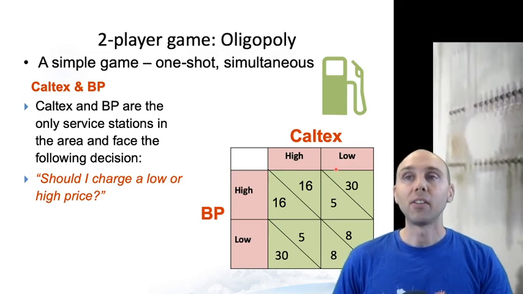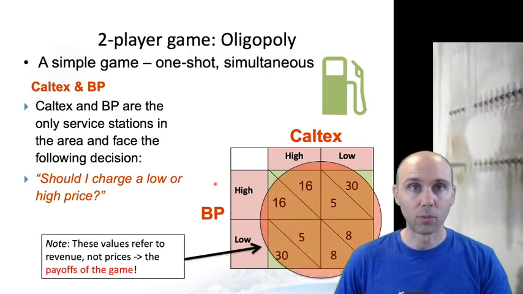Now note that these values here talk about the payoffs. So it could be profit, it could be revenue. I think in this case I made it revenue, but it doesn't matter.